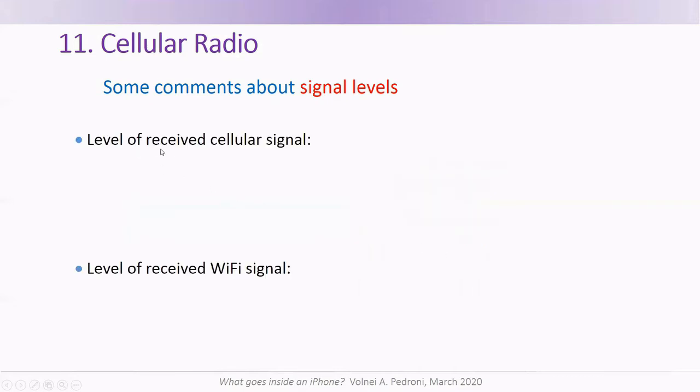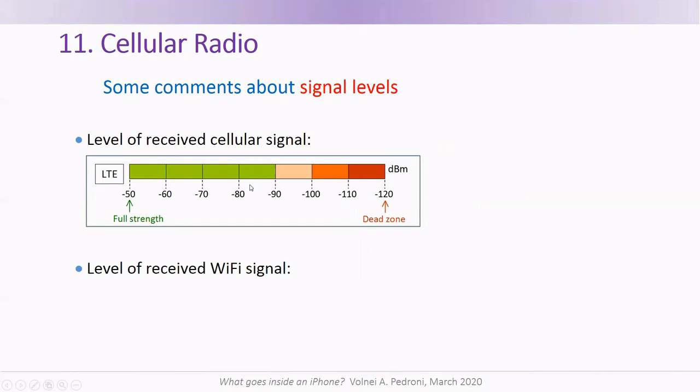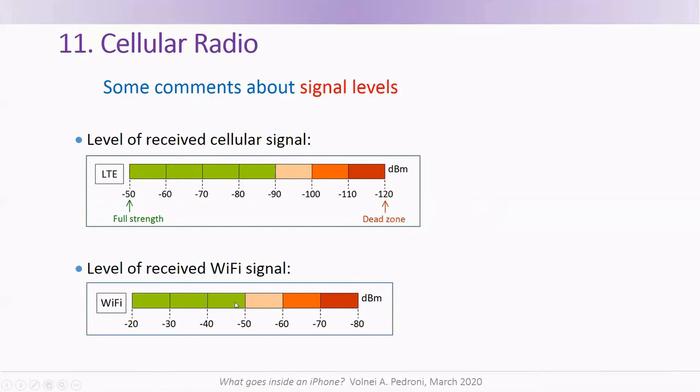Now the level of the signal received from the cell tower. There is no official definition for this range here, but around minus 90 is accepted as a dividing line between good signal and where the signal starts becoming too weak. So this minus 30 is 1 microwatt, minus 60 would be then 1 nanowatt, and minus 90 is 1 picowatt. Let's look at the Wi-Fi signal.